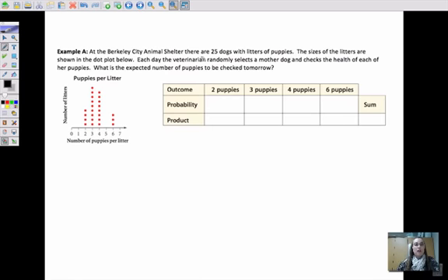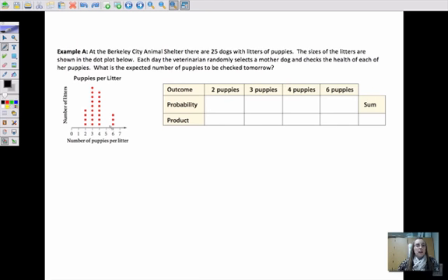At the Berkeley Animal Shelter, there are 25 dogs with litters of puppies. The sizes of the litters are shown in the dot plot below. Each day the veterinarian randomly selects a mother dog and checks the health of each of the puppies. So we want to find the expected number of puppies to be checked tomorrow. We're going to basically average. She might select 2 puppies, 3 puppies, 4 puppies, or 6 puppies, so you have to find the probability of each of those.